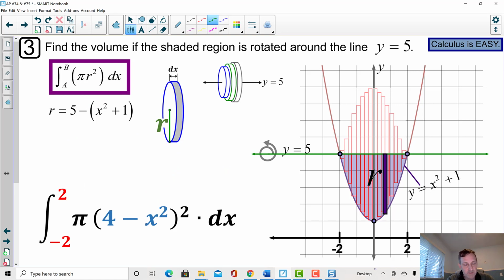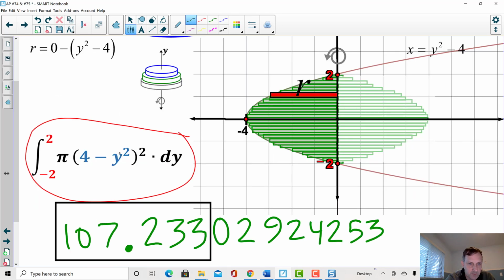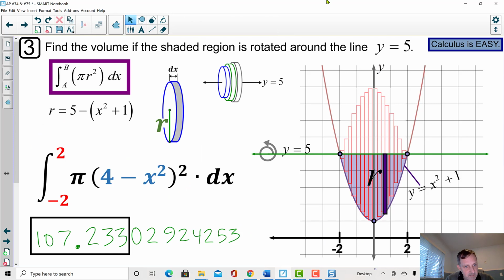And now we're done. We can type this in a graphing calculator. This is actually the same exact integral we had on question number 2. Let's look back at question number 2. So for question 2, the only difference was that you had y. So you just had a different letter instead of x. Now we have the letter x. We're going to get the same answer. So we're going to get 107.233. So that's it. That's our final answer, 107.233.